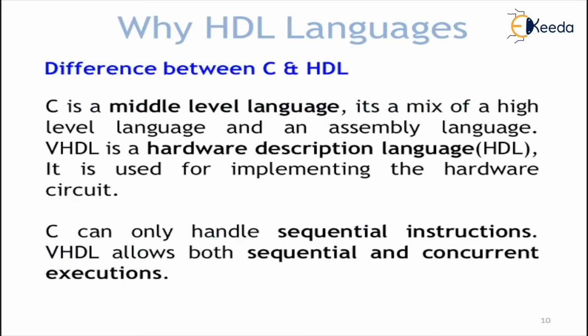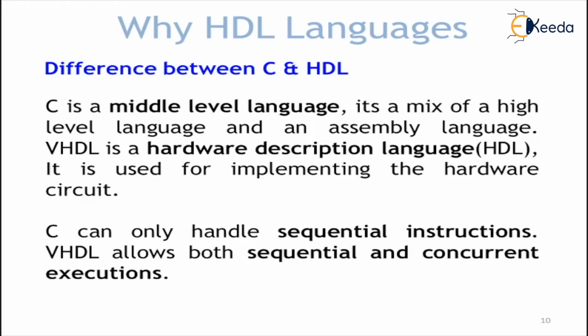Now we'll see the basic difference between the C language and HDL, because everyone knows how C language is executed. Almost every embedded application uses C language, and we'll try to differentiate between embedded C and HDL, taking the example of VHDL. C we usually call a middle level language. It's a mix of high level language and assembly language. But VHDL is a hardware description language. It is used to implement hardware.